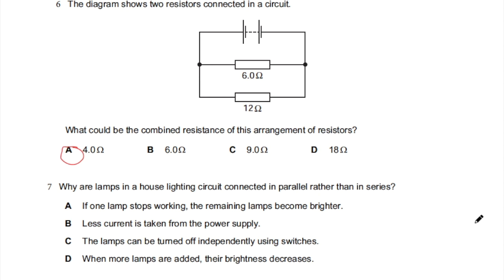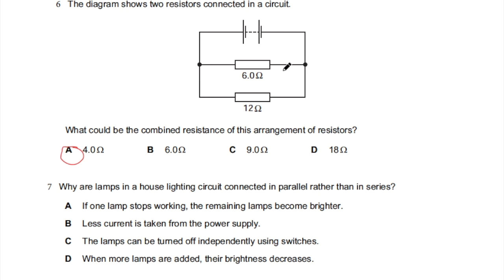Now question 7 is a straightforward one. Why are lamps in a house lighting circuit connected in parallel rather than in series? If you look at the options, you can go through all of them, but the correct option is: the lamps can be turned off independently using switches.